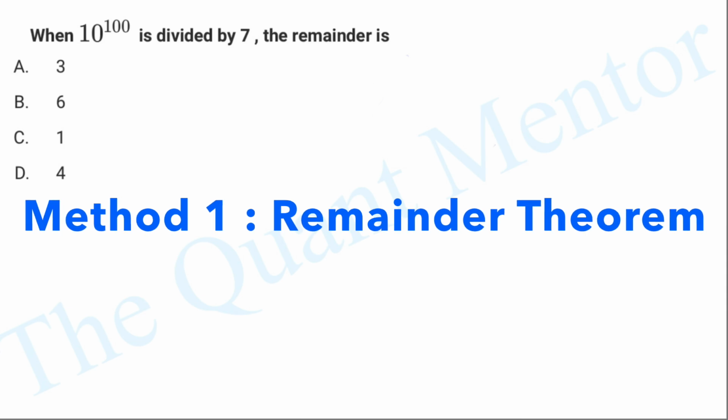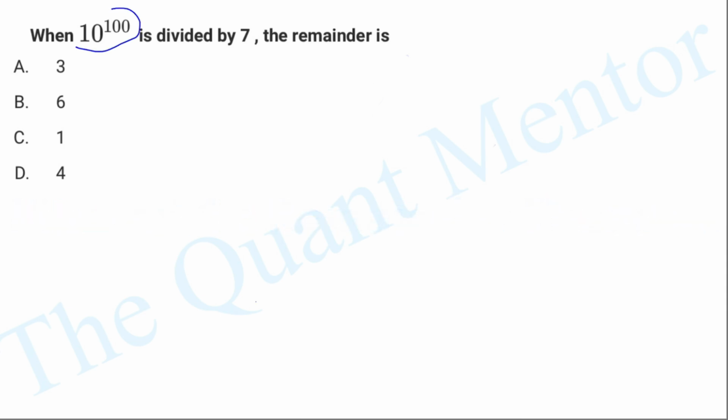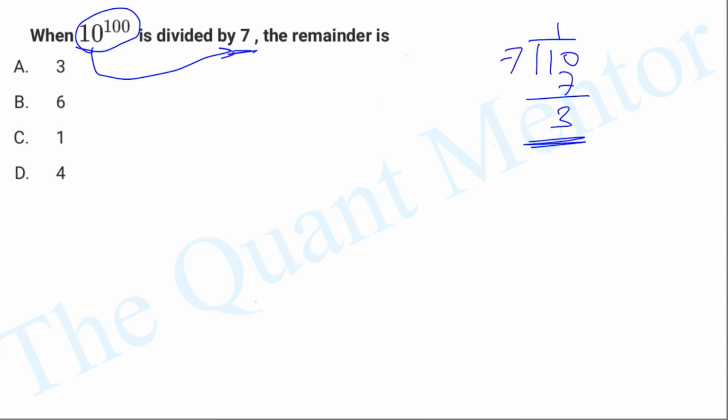First way could be: you want the remainder of 10 raised to 100 divided by 7. So we start by dividing 10 with 7. If we divide 10 with 7, 7 ones are 7, the remainder would be 3. So now we can simply change this question to: what is the remainder of 3 raised to 100 divided by 7?